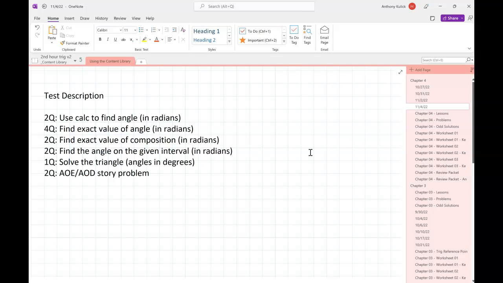One question where I ask you to solve the triangle. Specifically, you're going to have to find the angle measures in that triangle. So what do you have to use to find an angle measure? An inverse function, right? Yep. And then there'll be two questions that are angle of elevation or angle of depression story problems. Any questions about the test format?